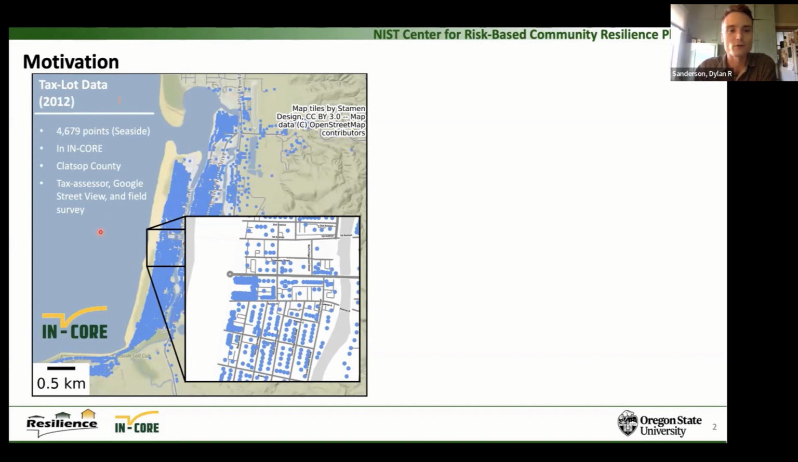So this is in NCORE. There's 4,679 buildings or points in this database. And this was developed by Hungsoo Park originally, and was largely collected from Clatsop County tax assessor data with some Google Street View spot checking and then a field survey too.